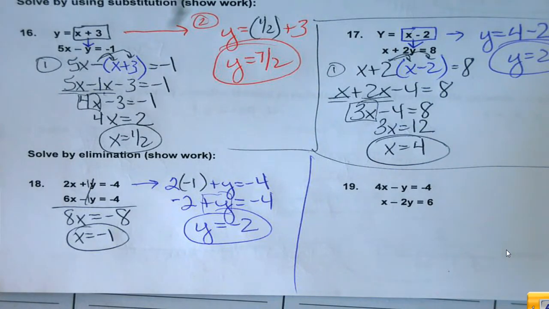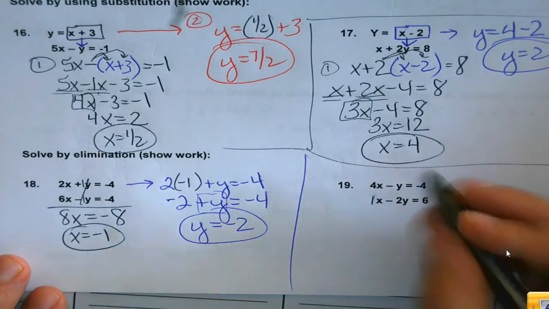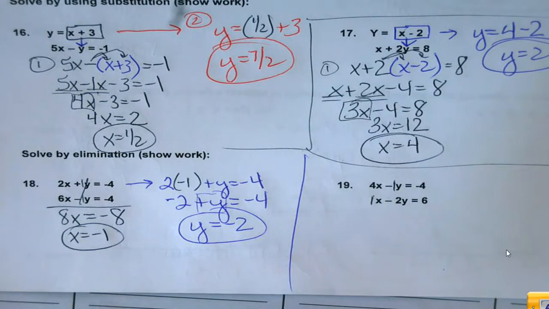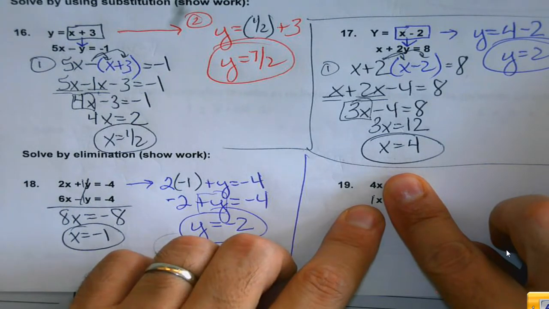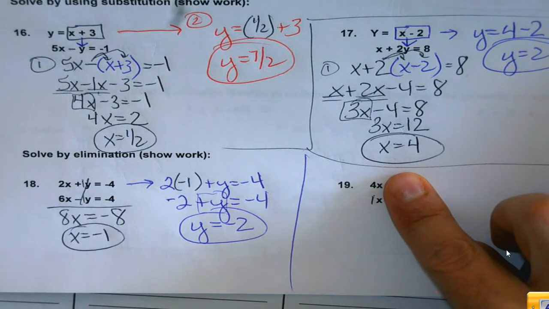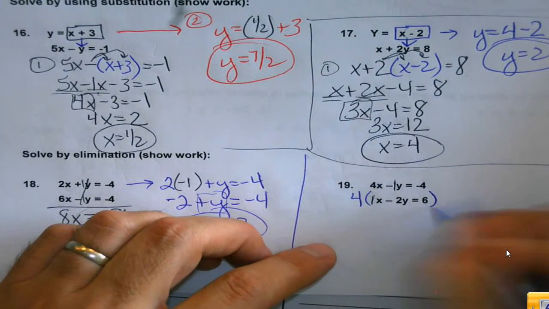Now, I'm not quite as nice on 19. 19, 4 plus 1, that doesn't eliminate. Negative 1 and negative 2, that doesn't eliminate either. So then I start with my first variable, and I go, okay, I'll look at the smaller number. In this case, it's 1. Can I multiply 1 by something to get to 4? If I can, I'm going to multiply through.